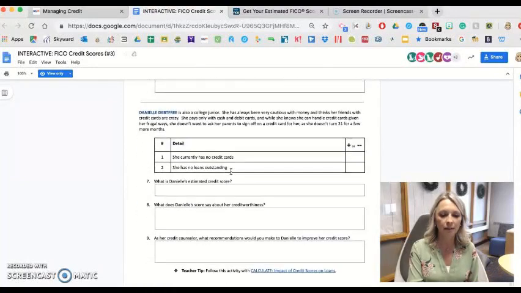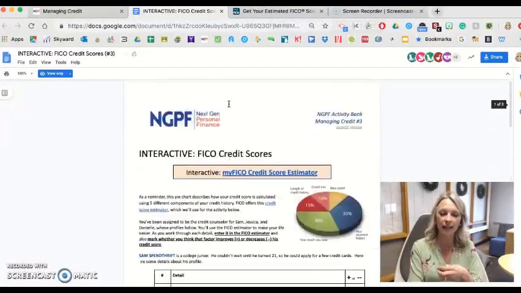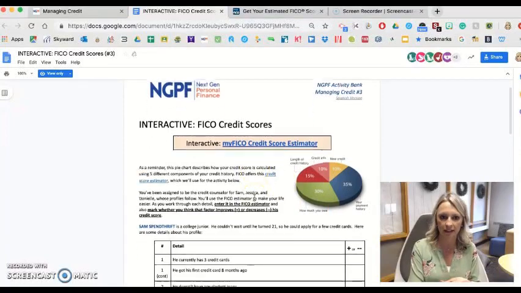And then at the very bottom, they get to Danielle, and she has no credit cards. I've noticed that this trips students up a little bit, where they're like, the FICO estimator doesn't give me any kind of credit score. Well, it's because she has no credit history, and that can start a discussion about building your credit score. So I feel that this is an awesome activity to really show students the behaviors that will then impact their credit score based on what FICO looks at to generate that score.